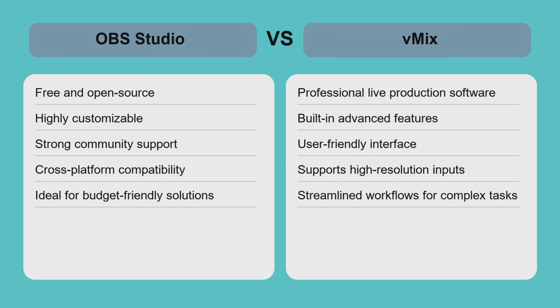vMix offers a polished, all-in-one experience with professional tools like instant replay and multi-camera support built in, saving time and effort during live events. This comes at a price and requires Windows, limiting accessibility. For solo streamers or small teams, OBS Studio's open-source nature and community support provide great value. For larger productions or professional broadcasts, vMix's stability, feature set, and ease of use justify the investment. Both deliver high-quality live production, but cater to different user needs and budgets.